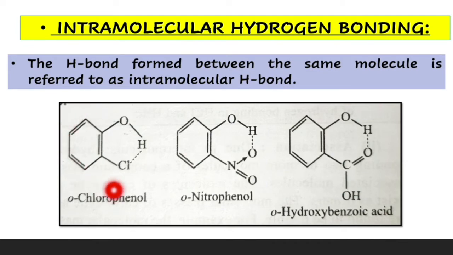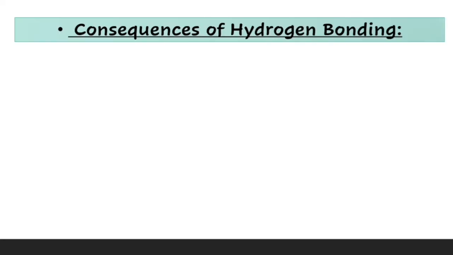The second one is intramolecular hydrogen bonding, and in this case we can see that the hydrogen bond is formed within the same molecule. So the hydrogen bond formed within the same molecule is referred to as intramolecular hydrogen bonding. We have taken examples here of orthochlorophenol, orthonitrophenol, and orthohydroxybenzoic acid. Now, what are the consequences of hydrogen bonding?